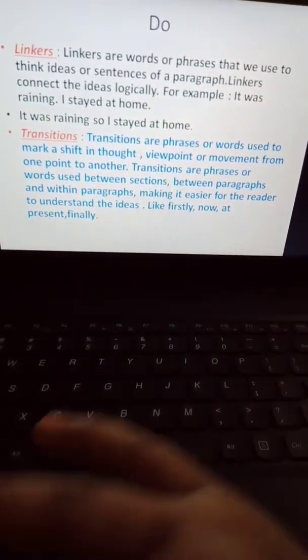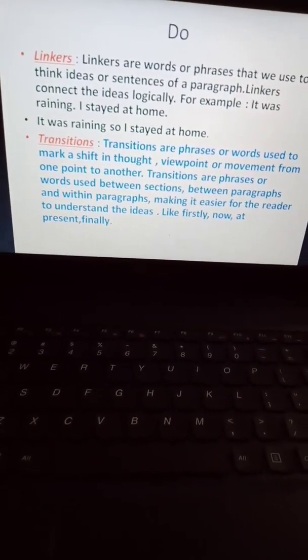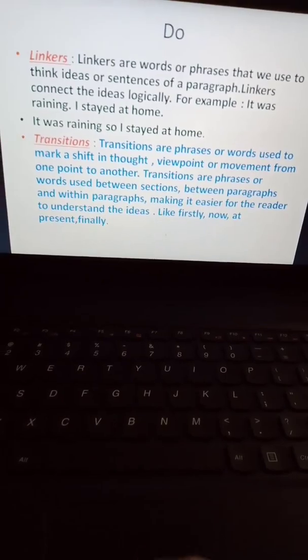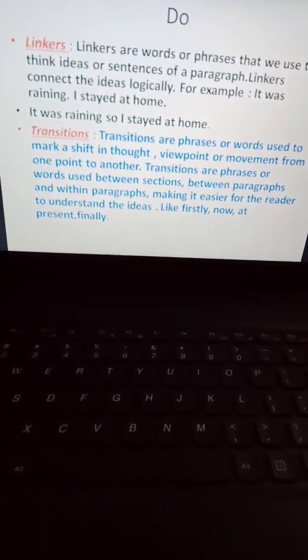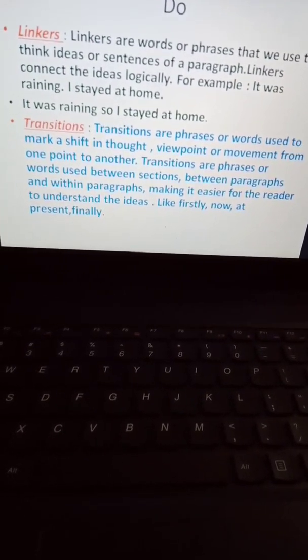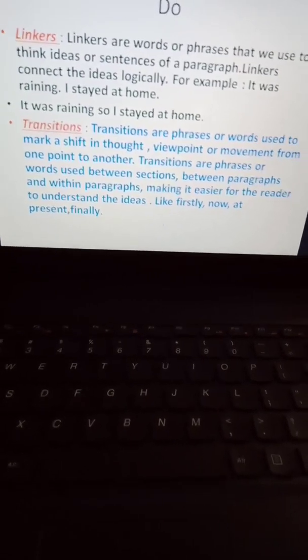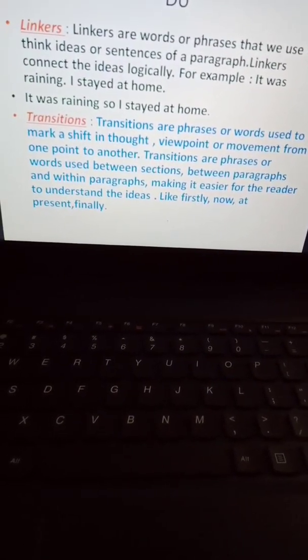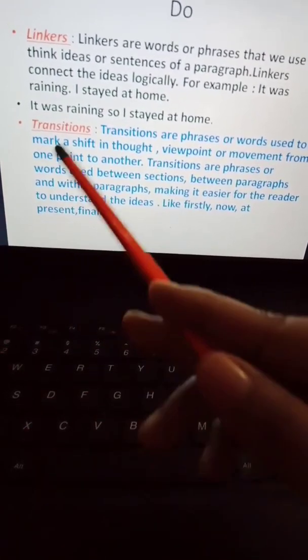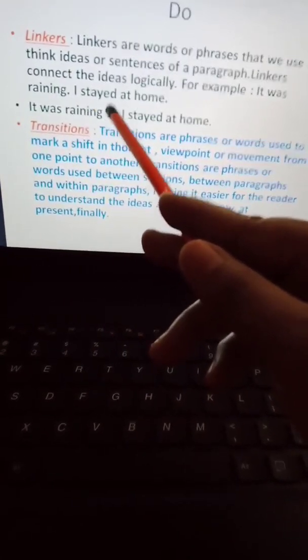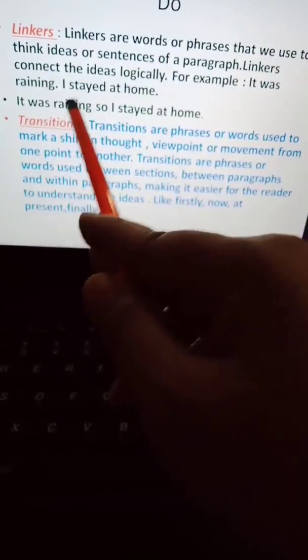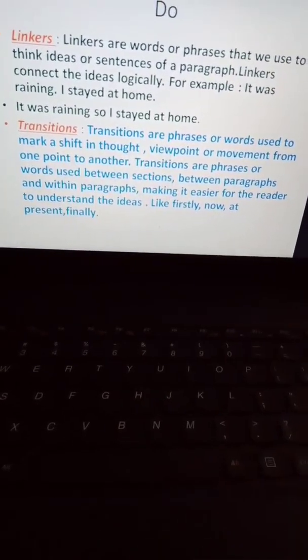For example, it was raining, I stayed at home. So here I have written two sentences. It was raining, I stayed at home, and I have to connect these sentences with a linker. So next, I have written another sentence, that is, it was raining, so I stayed at home. Here I have used a linker, that is so. So is the linker. It has connected two sentences. It was raining, so I stayed at home.